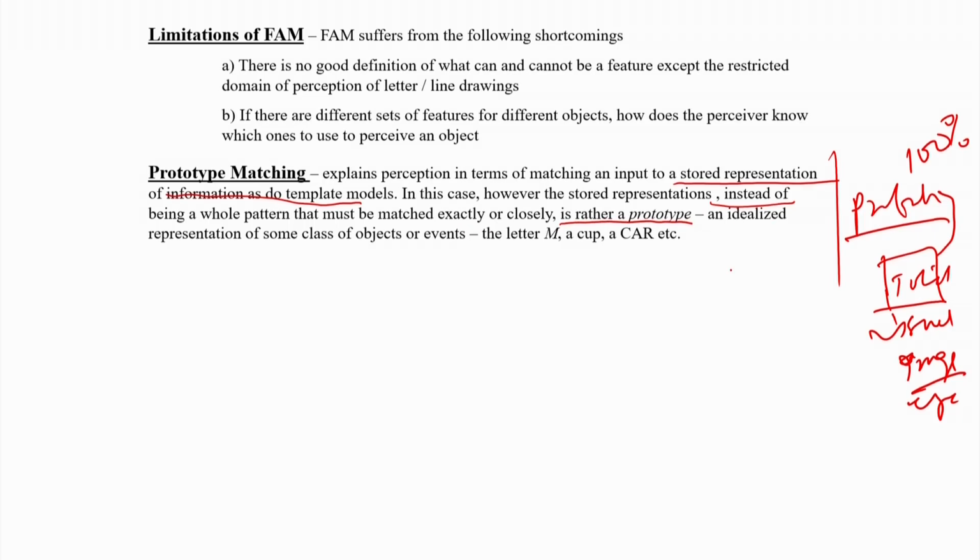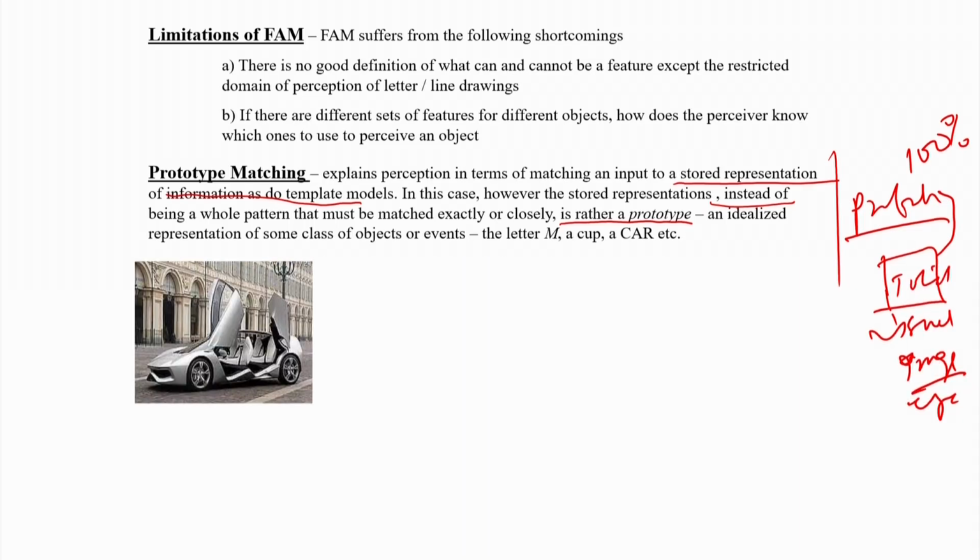Now, what is a prototype? A prototype is basically an abstraction which is generated from several instances of an event or an object. For example, for developing a prototype, we need to understand that a prototype is developed from several interpretations or several instances of a particular event. Let us take a look at this.